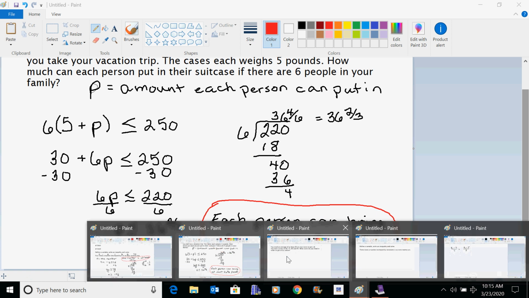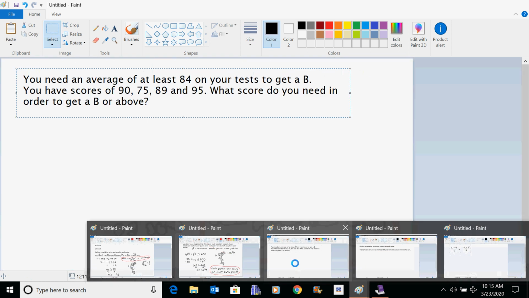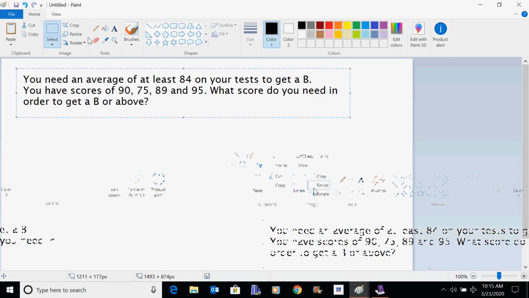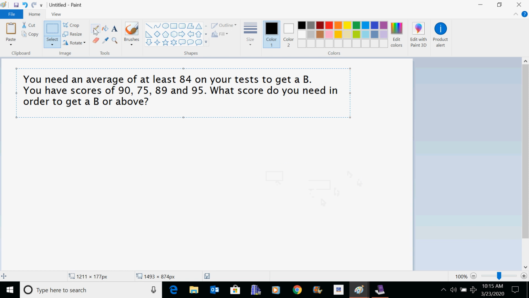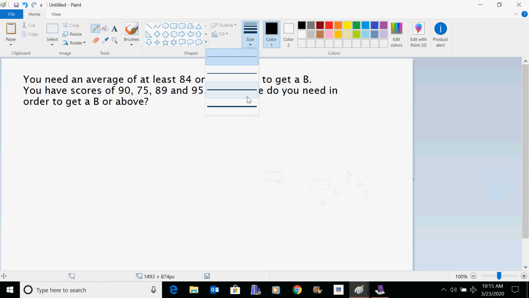Okay, let's move on. Let's hit another one of these word problems. Word problems do not have to be scary. All right, I know some people go, oh, word problems, but they really don't. Okay, this is a pretty practical question right here.